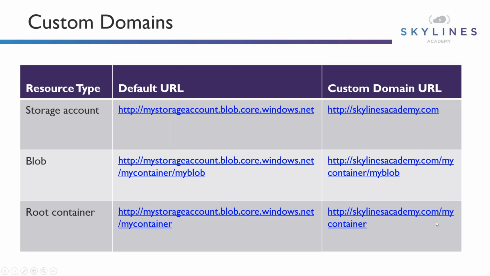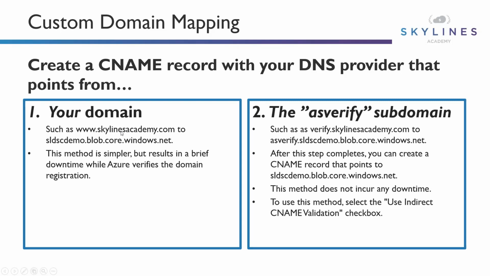You can set up custom domain mapping as well, and there are a couple of ways to do it. You can use your domain and point it to sldscdemo.blob.core.windows.net. Or I can use this asverify subdomain: you create an asverify subdomain, complete that step, and then create a CNAME record in your DNS for your domain. And the good thing is, this doesn't incur any downtime. So a lot of people go this route when they're trying to switch those over.